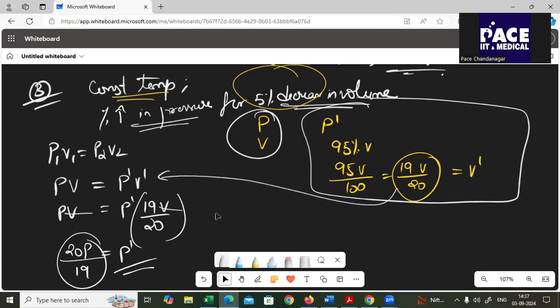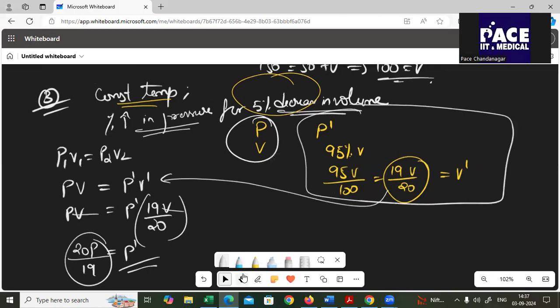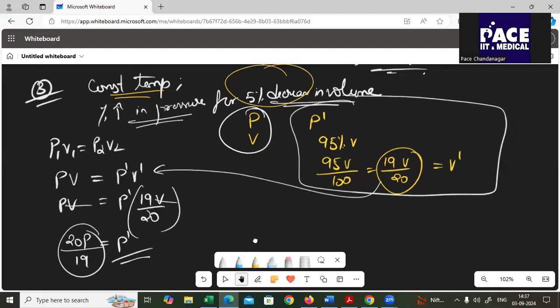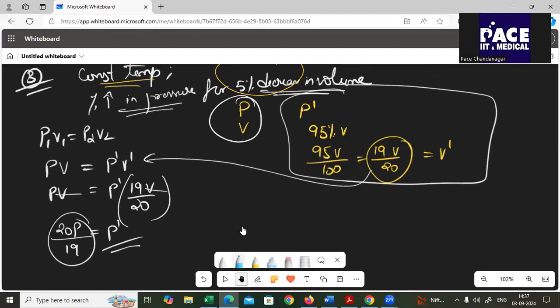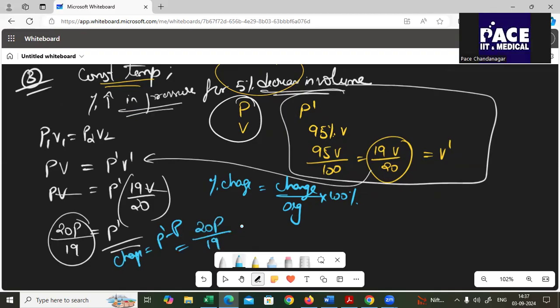Now the question is, how much percent is the pressure increased? Percentage change is always, you have done it in your 7th standard, change by the original multiplied by 100%. How much is the change now? The change is P dash minus P, which means 20P by 19 minus P. Taking 19 as common, 20P minus 19P is 1P by 19.